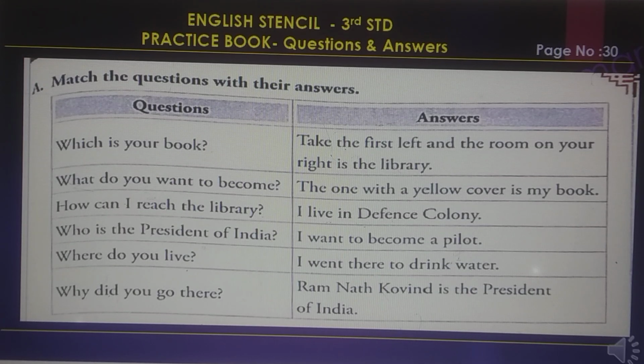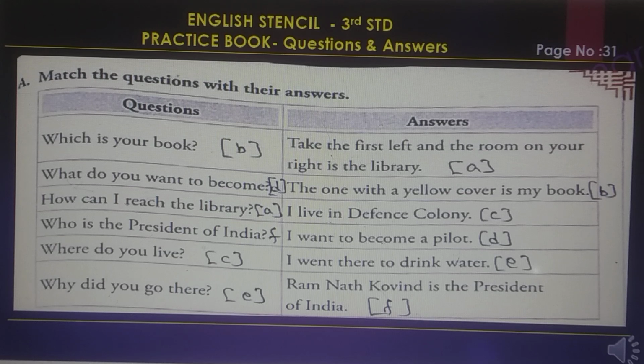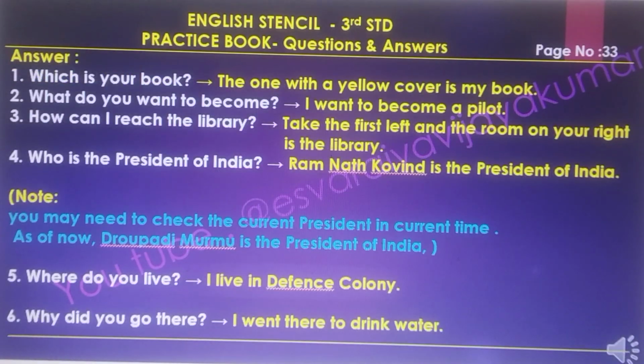And A. Match the questions to their answers. Here I have given the answers. The same questions are here. The answer of this question, which is your book? The one with a yellow cover is my book.